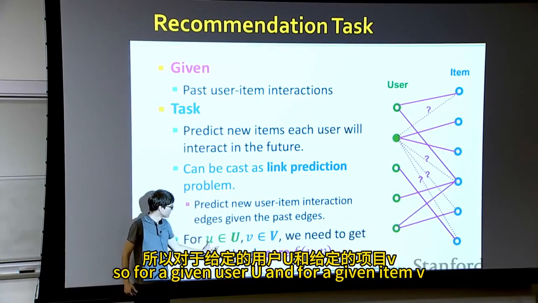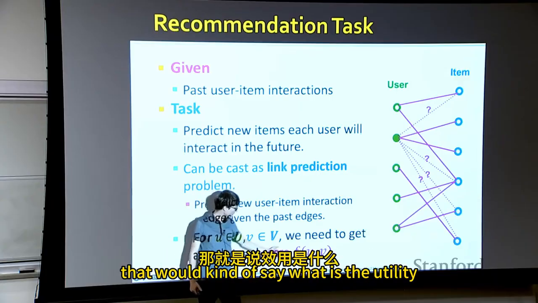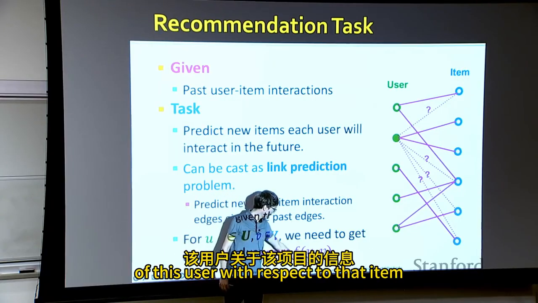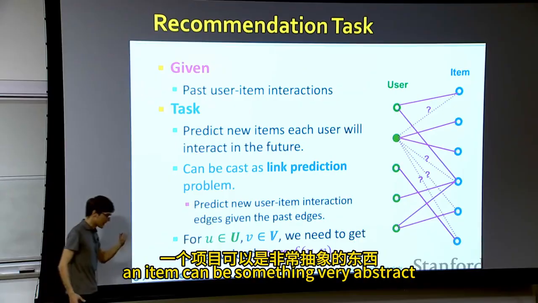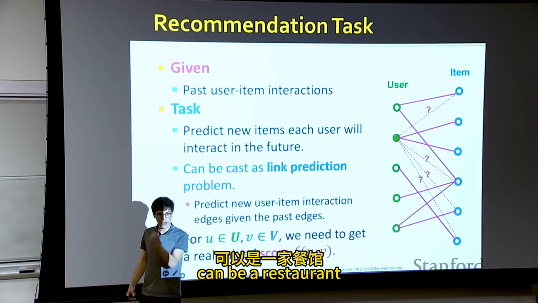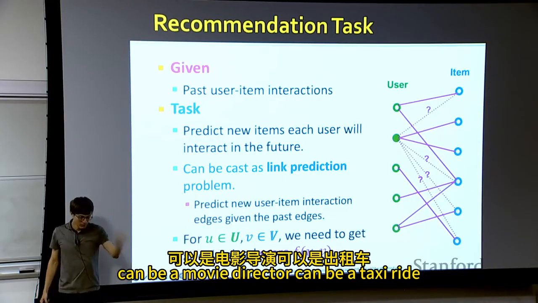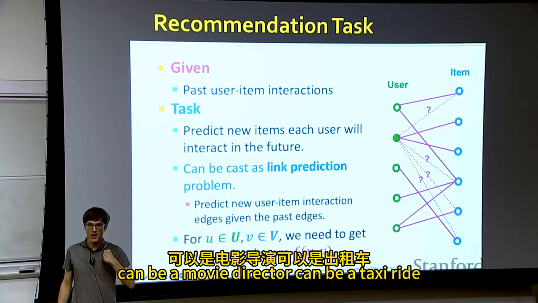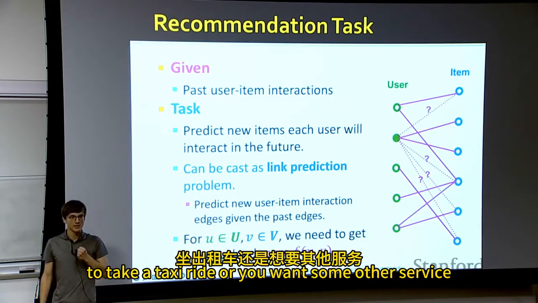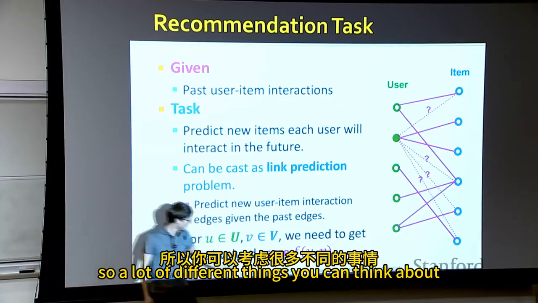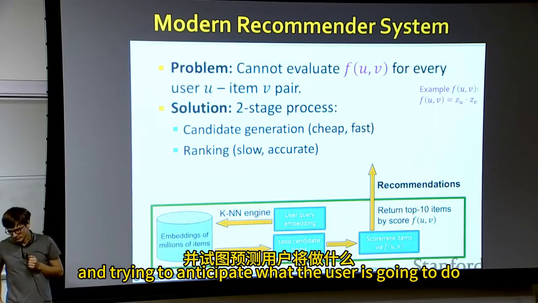So for a given user U and a given item V, we need to get a real-valued score that says what the utility of this user is with respect to that item. And an item can be something very abstract: a product, a movie, a restaurant, a dish at a restaurant, a movie director, a taxi ride, a decision whether you want to order food or take a taxi ride or some other service. So there are a lot of different things you can think about: recommending something to the user and trying to anticipate what the user is going to do.